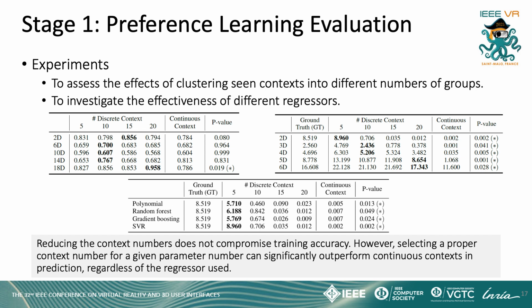We conduct experiments to assess the effects of clustering seen contexts into different numbers of groups and investigate the effectiveness of different regressors. The results show that reducing the number of contexts does not compromise training accuracy. However, selecting a proper number of discrete contexts for a given parameter number can significantly improve the output of continuous contexts in prediction, regardless of the regressor used.